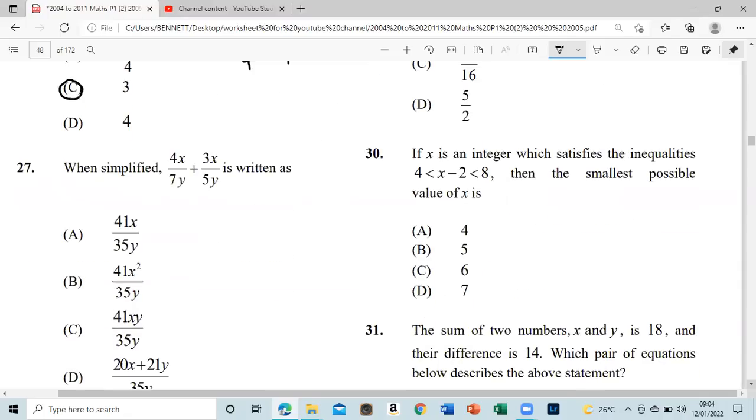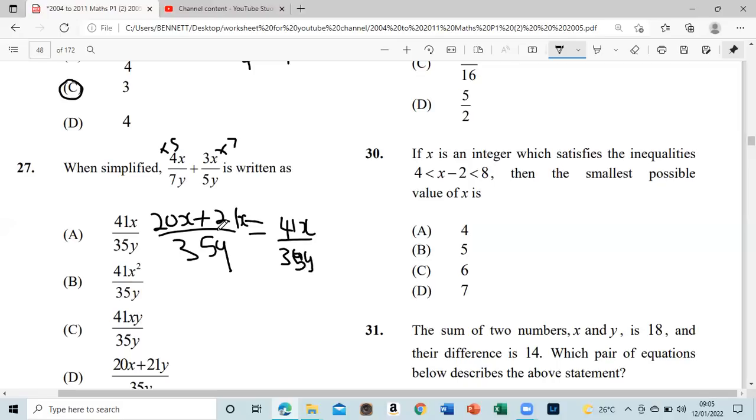When simplified, 4x over 7y plus that is written as, all right, so first we'll find the LCM, which is 35y. 7 times 5 is 35, so this is 5. So 5 times 4 is 20, so that's 20x. 5 into this, 7, so 7 times 3 is 21. So we can add this and get 41x on top, over 35y. Alright, so it's 41.